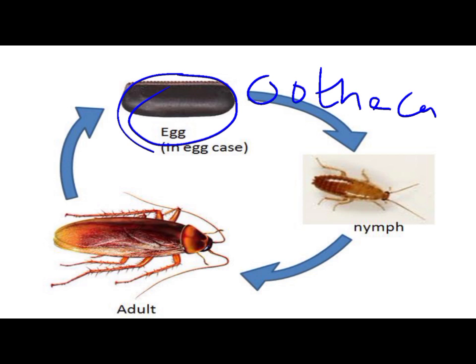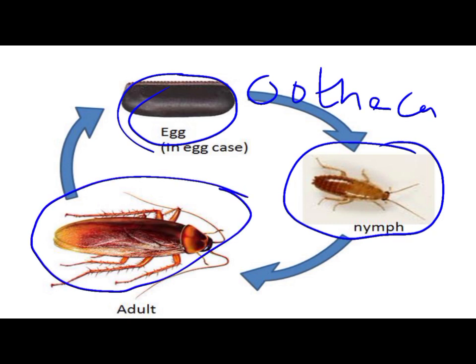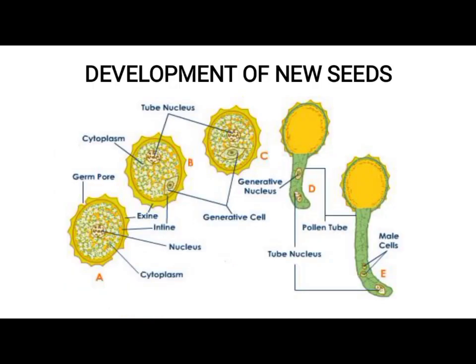And then when the egg is hatched inside the ootheca, the case will break and give rise to nymph. The nymphs are usually very colorless at the beginning, and then as they begin to develop, they become more brownish, and that's why you have the adult cockroach. So that is for incomplete metamorphosis. I hope you are getting it. If you have questions, you can drop them in the comment box and I will come to provide answers to those questions.